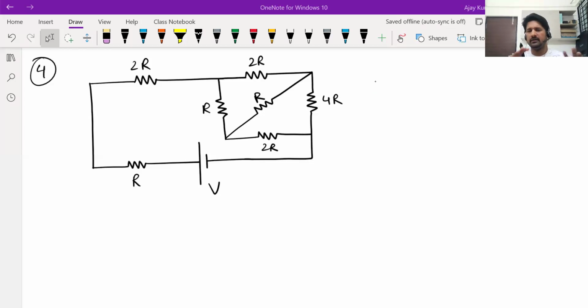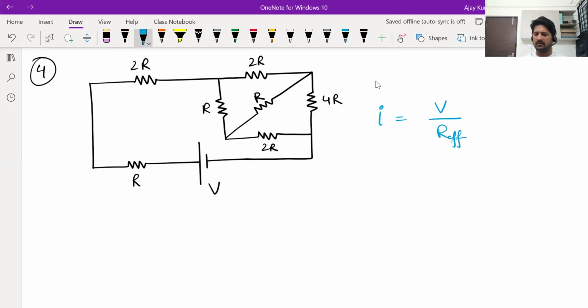Okay, see, you are given a circuit in which there's only one battery and a number of resistors. In any such circuit, if you want the current, it is V divided by the effective resistance of that entire network. So you have to simplify that network first and find out its effective resistance.